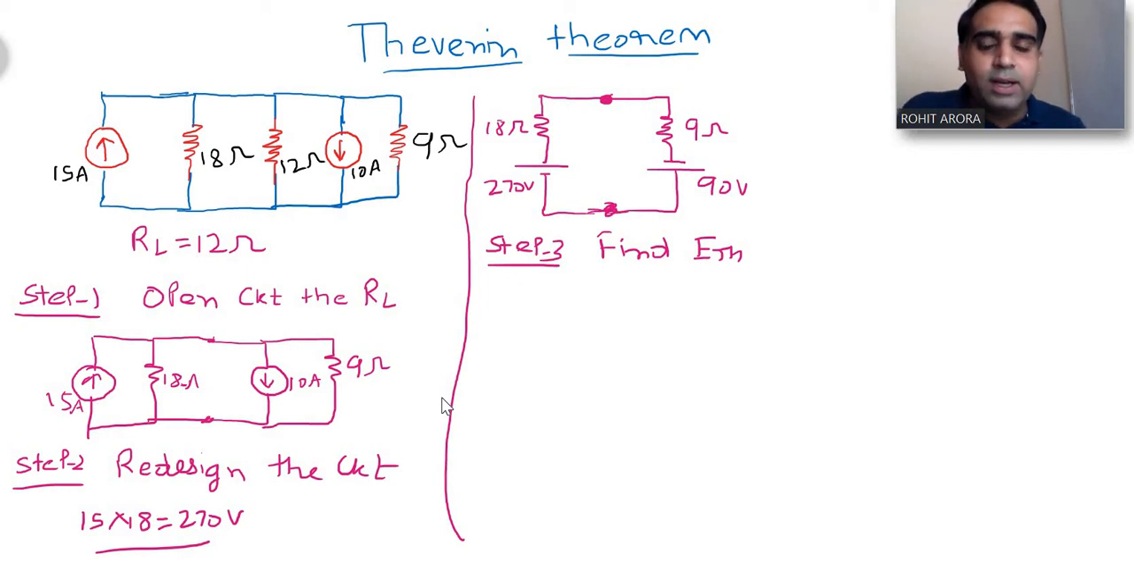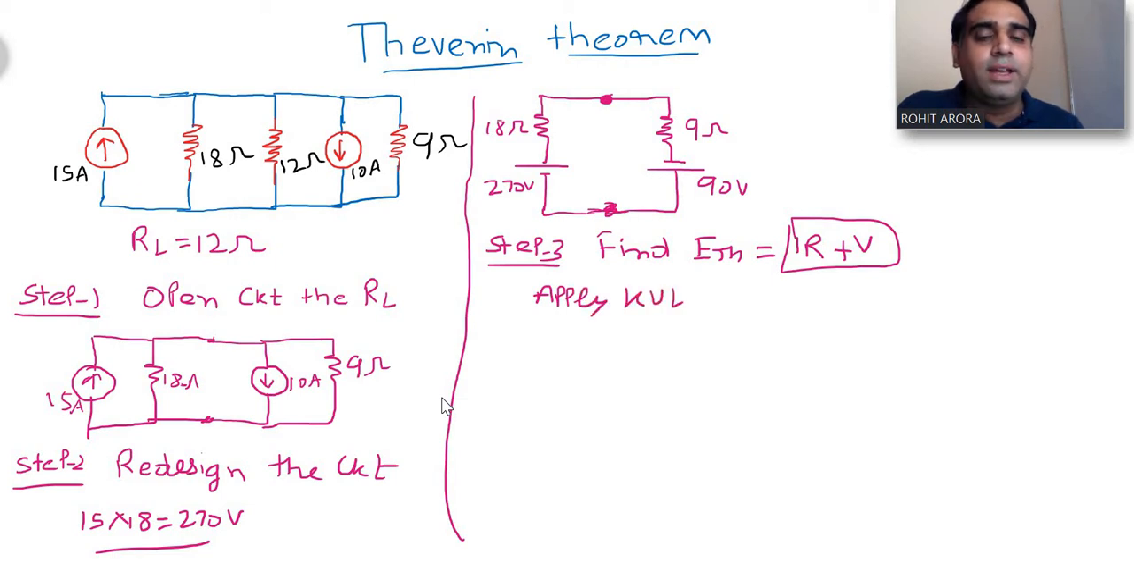Now how to find the ETH? ETH is equal to I into R plus this voltage. First of all, calculate the current that passes across the 9 ohm resistance. How to find it? Apply KVL. The current is like that, with polarities plus and minus like that. Now minus, plus 270 volt, plus, minus 18 I, let's suppose I am taking this I, then plus, minus 9.